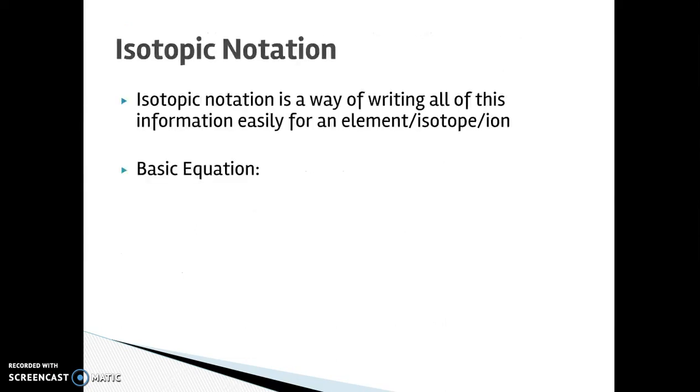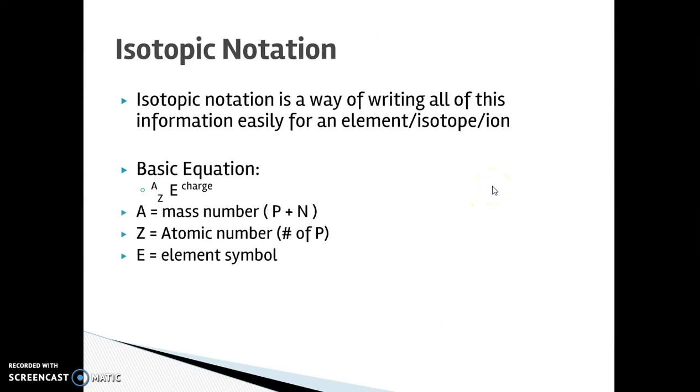So the last little bit of this is writing things in isotopic notation. Isotopic notation is a way of writing all the information easily for an element, isotope, or ion. It's just a way to very easily have a symbol that you can read to tell the number of protons, neutrons, and electrons for anything.